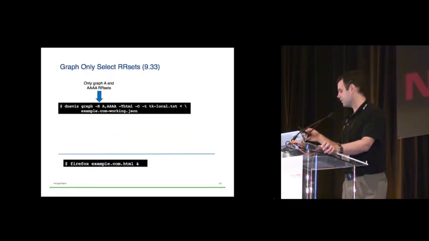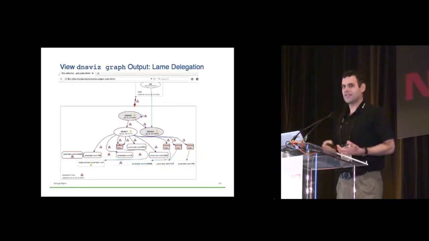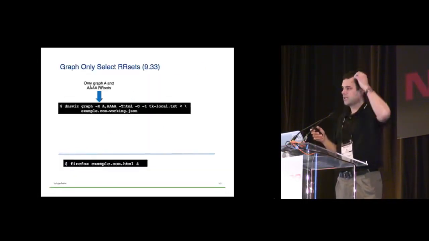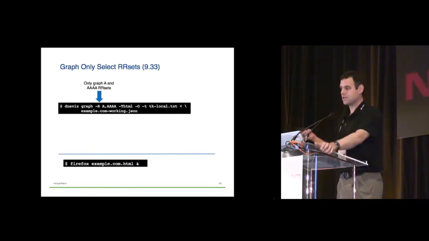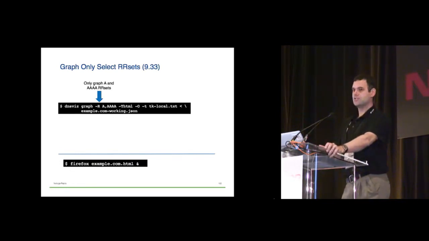Now you'll notice that we're getting kind of messy because we've added so many things to this, and there's lots to see, and it could be a little bit overwhelming, but you may be interested in just a subset here. So with exercise 933, you'll see we're just graphing select RR sets. We're using this -R, capital R option to do just A and quad A, and you could do whatever you wanted in there as long as it were in the analysis that you'd already done.